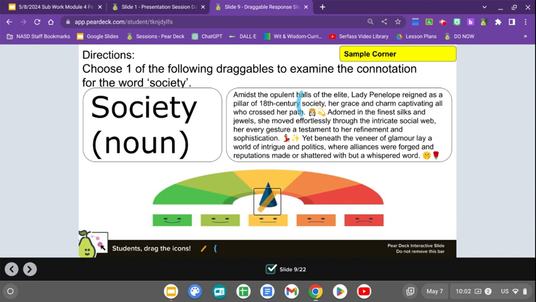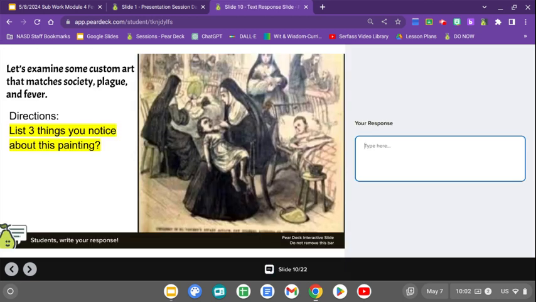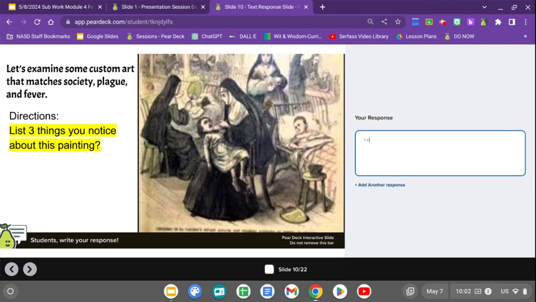Nice work. Slide 10. Let's examine some custom art that matches society, plague, and fever. List 3 things you notice about this painting. So I notice, and then I'm going to put number 1, number 2, and number 3. All right. What are 3 things that you notice? Well, I will give you or help you with one.